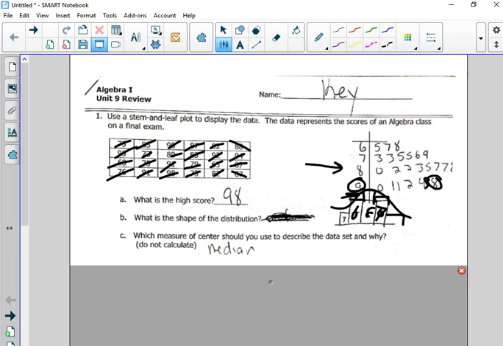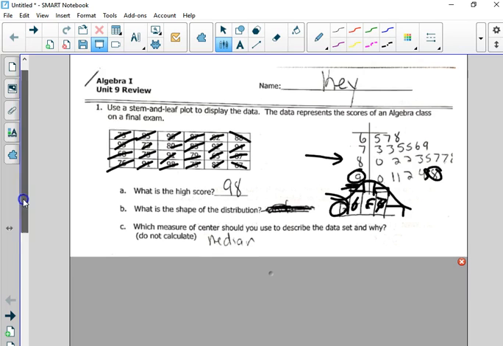All right, so which will we use to describe? It'd be the median. And the main reason we want to use the median is because we got these smaller numbers down here. Most of your data is upper 70s, 80s, 90s. Those 60s are kind of outliers a little bit. So we use median.